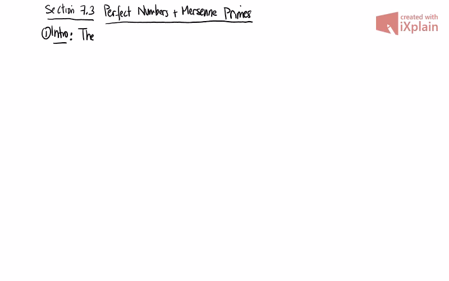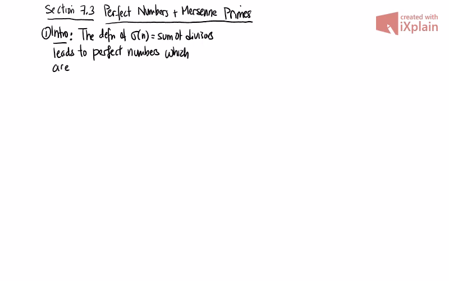So the original definition of sigma of n, remember this was the sum of the positive divisors, leads to perfect numbers, which are connected to Mersenne primes, which is sort of one of the most common types of prime numbers that get found.